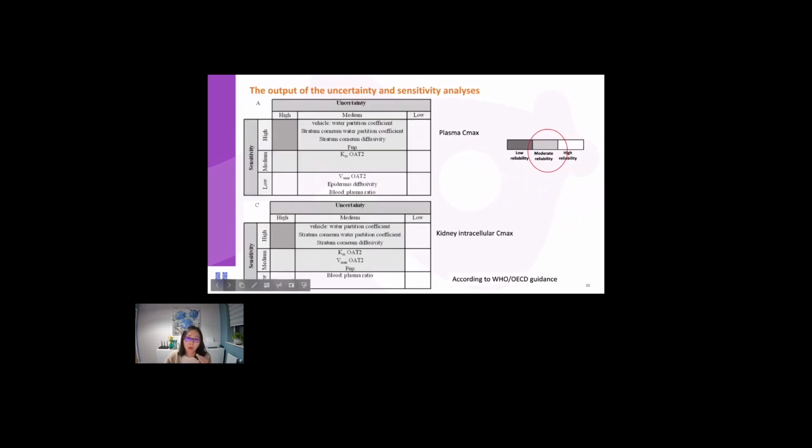And then for this specific case study, we used the last strategy, the highest level strategy. This slide shows some of the sources of the uncertainty. Based on the OECD and WHO guidance, we performed this uncertainty and sensitivity analysis. Some of the parameters shown in this table are impactful. They have either low, medium, or high sensitivity, or medium uncertainty. Based on the matrix, the model can be scored as a moderate reliability model. Okay, go to the next one, please.